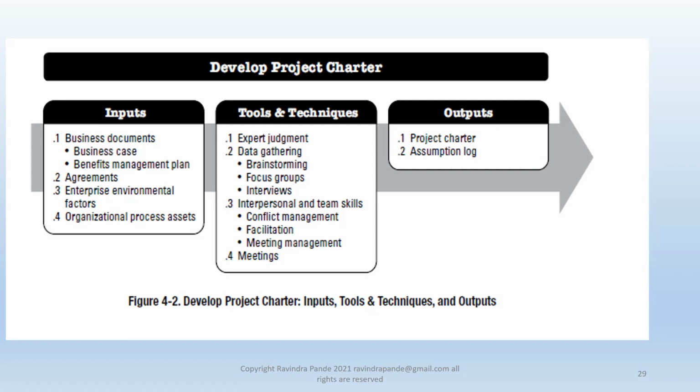The output is basically two documents: the project charter, which includes the requirement list, high level document, use case diagram, SWOT diagram, and any and all diagrams we have developed during the SRS. Then we have the assumption log.